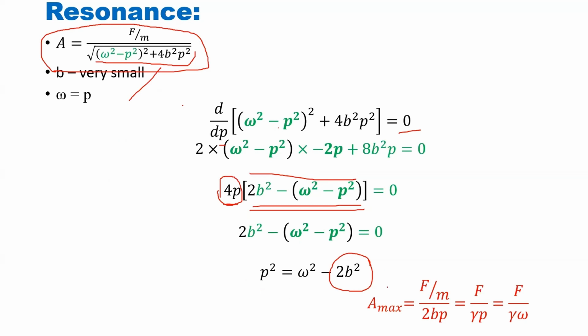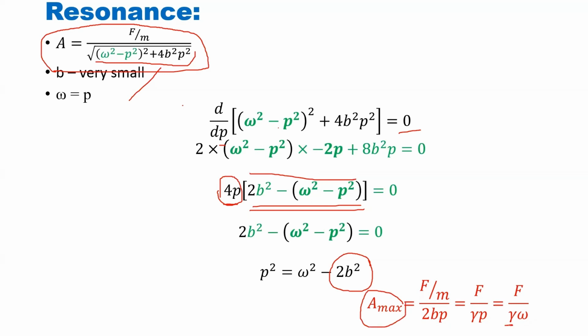In this case, how can we write the maximum value? For the maximum, omega equals p, so this term is 0. Then the value that remains is the square root of 4b square p square, that is, 2bp. So the amplitude is f by m into 2bp. And we know 2b equals gamma by m. If you put 2b equals gamma by m here, m will cancel, giving f by gamma p, which equals f by gamma into omega. So the amplitude in case of resonance is inversely proportional to the damping coefficient.